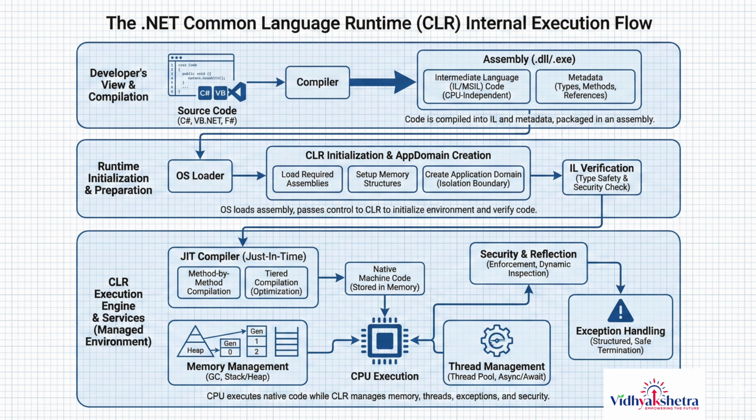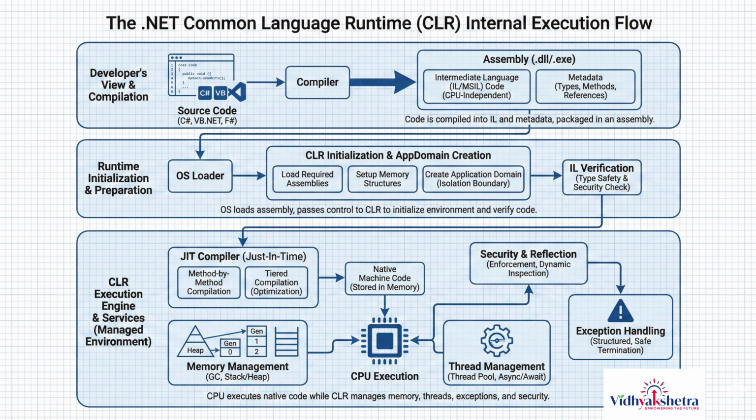Understanding how CLR works internally is extremely important for .NET developers because it explains how applications behave behind the scenes. At a basic level, CLR sits between the application and the operating system. It controls how code is loaded, executed, optimized, and terminated. The developer focuses on writing business logic, while the CLR handles low-level tasks such as memory allocation, thread management, exception handling, and security.